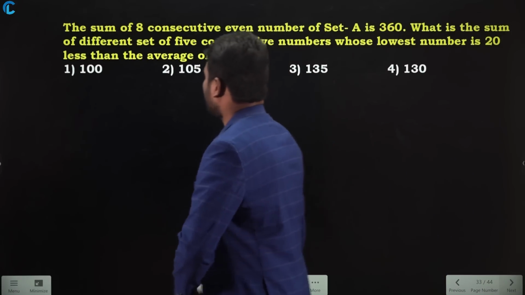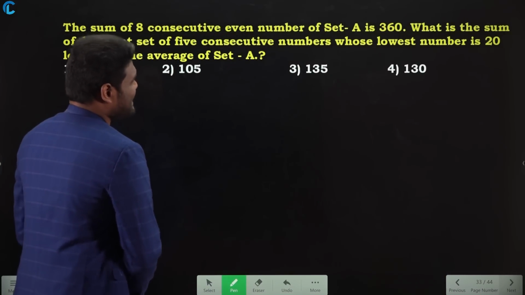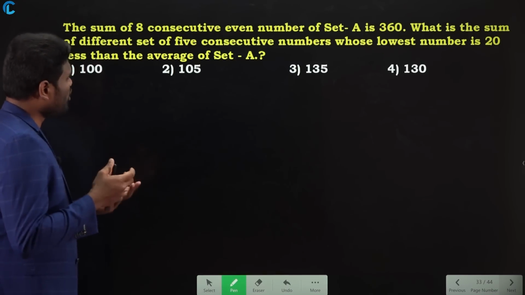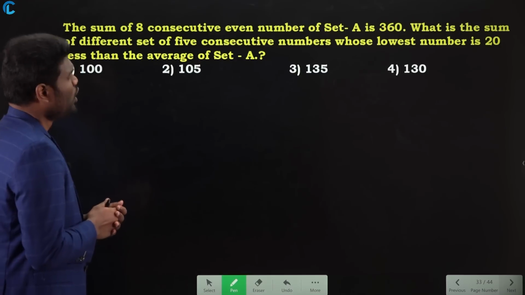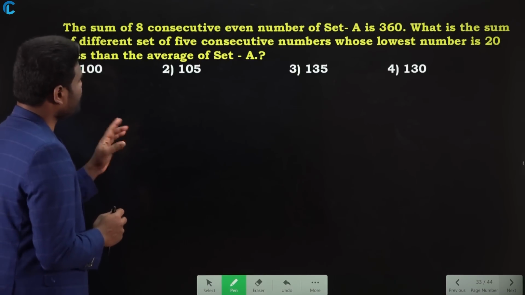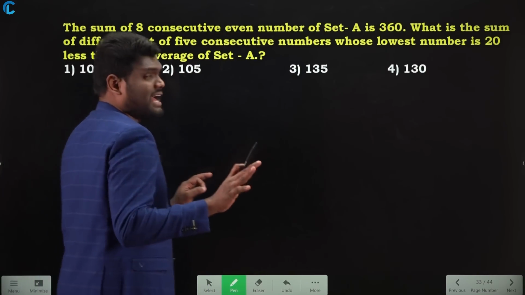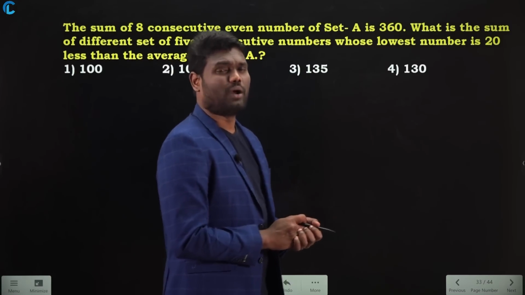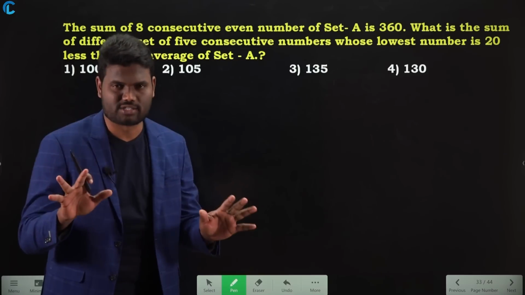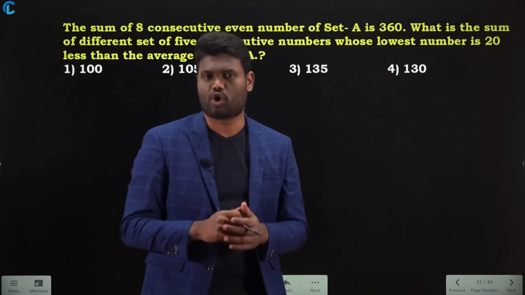Okay. Let us look at the next one. The sum of 8 consecutive even numbers of set A is 360. What is the sum of a different set of 5 consecutive even numbers whose lowest number is 20 less than the average of set A? Now this is also a good question. Reading and understanding the question is really important. Once you read and understand the question, whatever the question may be, you are going to get the solution. So understanding the question is really important whenever you are appearing for competitive examinations.